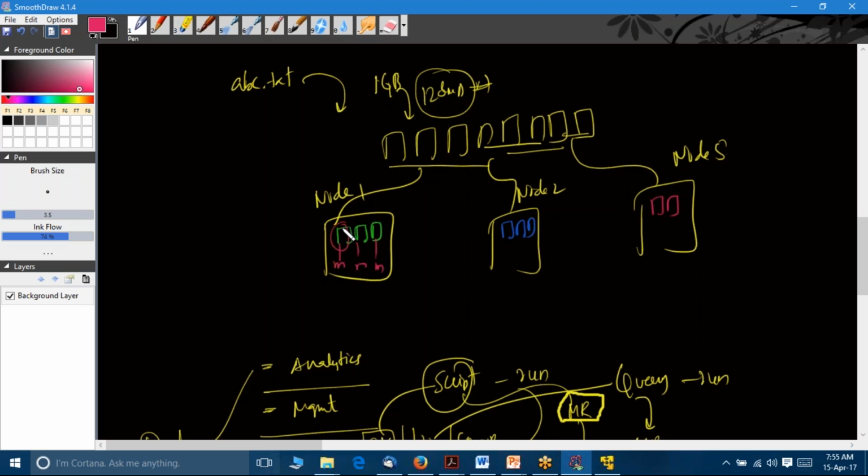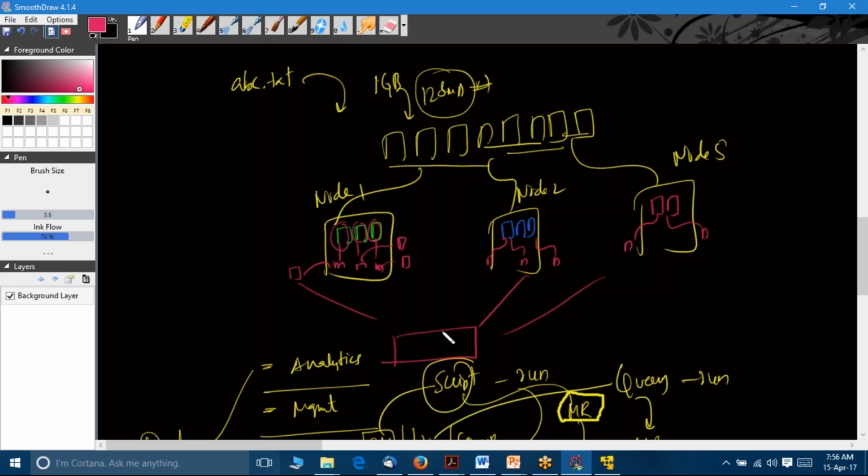Now, when this block is processed by one mapper, it produces some output. This also produces some output, and this also produces some output. Now, this produces some output, this produces some output. So these are called partial outputs. Now all these partial outputs need to be finally made into one output.